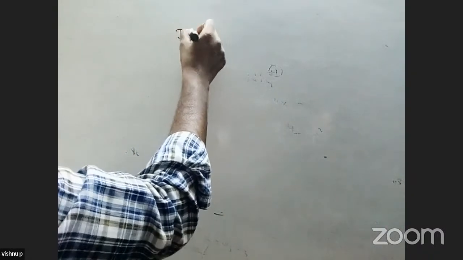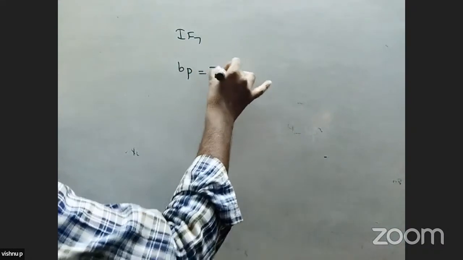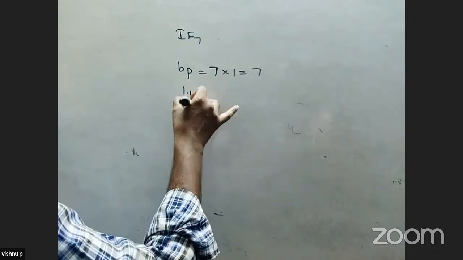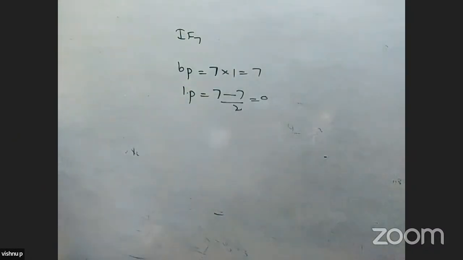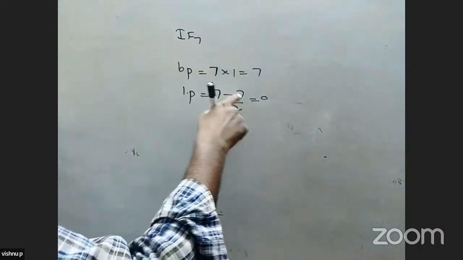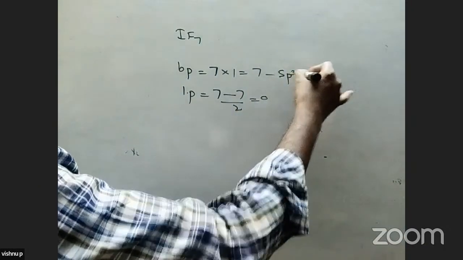Next question. Structure of IF7, one question here. You find out the lone pairs and bond pairs in IF7. Bond pairs is equal to 7 into valency 1, that is 7. Lone pairs is equal to the group number of the central atom, 7, minus bond pairs 7, by 2. You get 0. 7 bond pairs, sp3d3 hybridization.